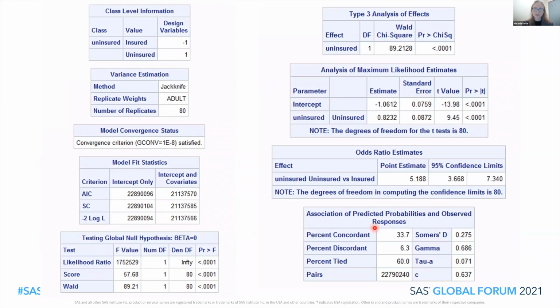Here are the results from our logistic regression analysis. And over here, we have our odds ratio estimates. And we can see that if you are uninsured, you are about 5.2 times as likely to not have a usual source of care compared to if you are insured.